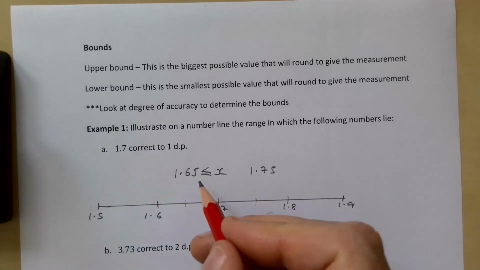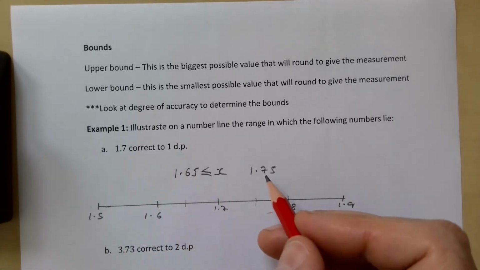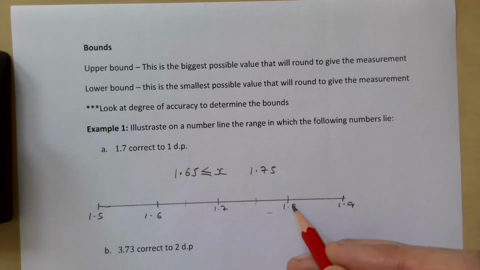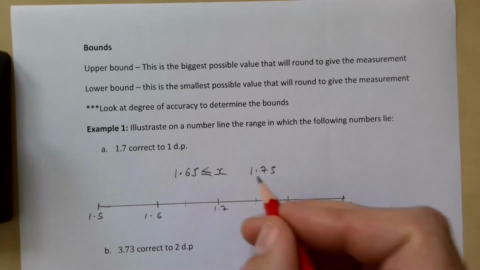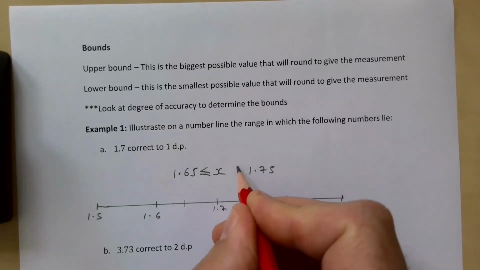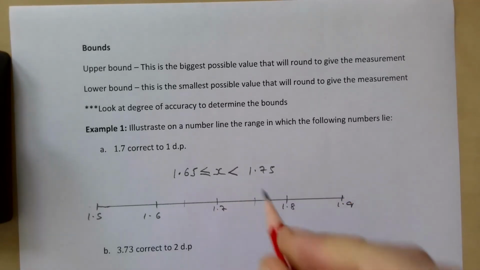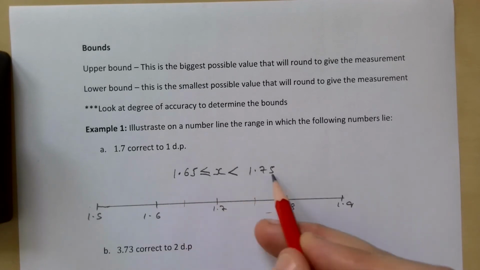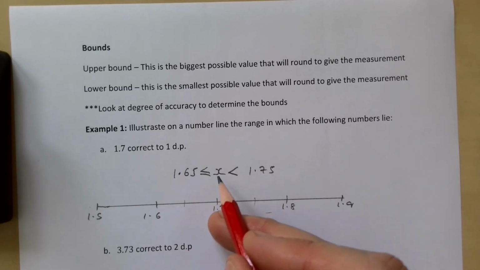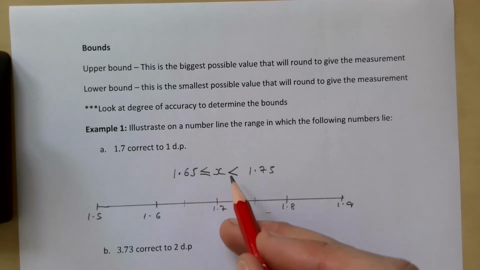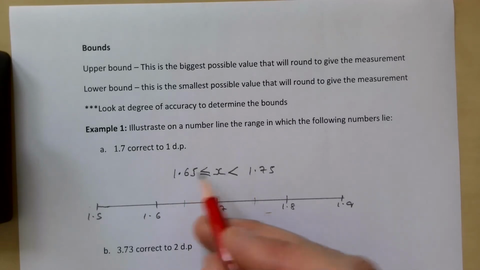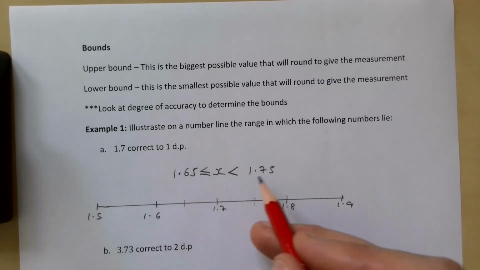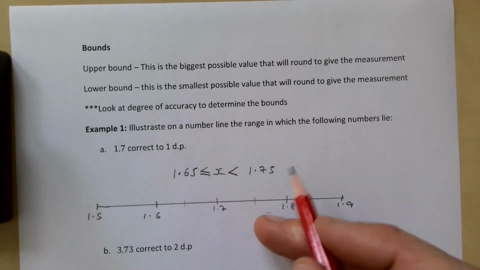So we can go then from there. If I ask you to round 1.75 to 1 decimal place, it's going to go to 1.8. So the number we're dealing with can't be 1.75. So we then do our less than here. The values that it can take are in between 1.65 and 1.75. That's what this wee thing means, that the number X is in between those two values. The equal sign here means it can be 1.65, but it can't be 1.75.